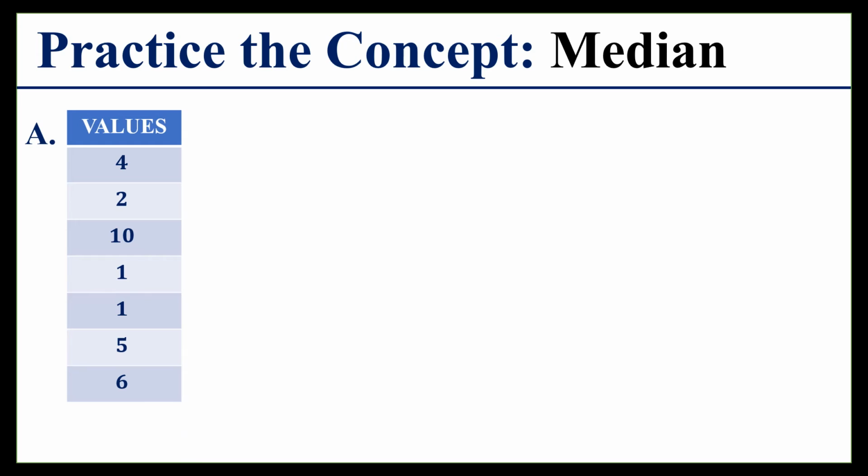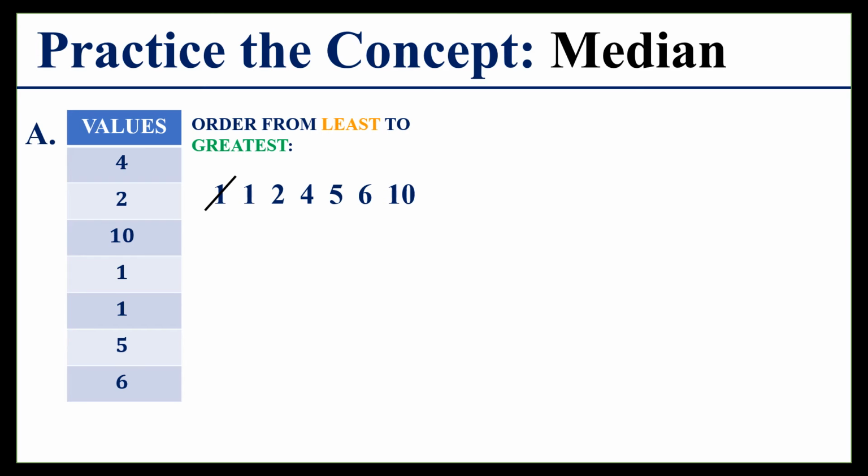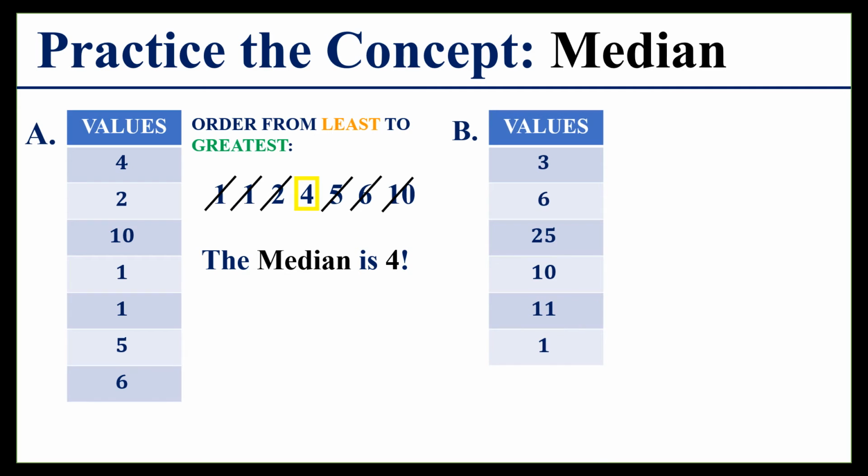Now try this example on your own. For example A, you must first order the values from least to greatest. Once you order the values from least to greatest, you can get rid of the values that you do not need and focus on the value that's in the center. So for this example, the number that's in the middle is 4. The median is 4. Now try B on your own.